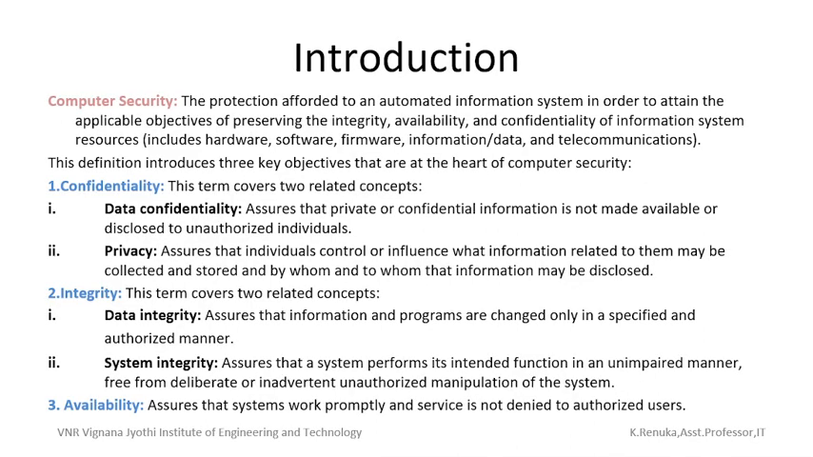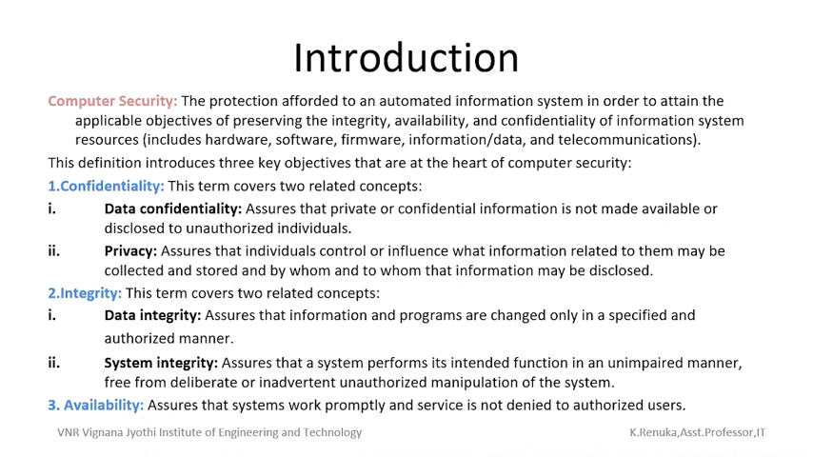So, introduction to computer security. It is the protection afforded to an automated information system in order to attain the applicable objectives of preserving the integrity, availability, and confidentiality of information system resources. The resources include hardware, software, firmware, information, data, and telecommunications. This definition introduces the three key objectives that are at the heart of computer security, called the CIA triad. C means confidentiality, I means integrity, A means availability.